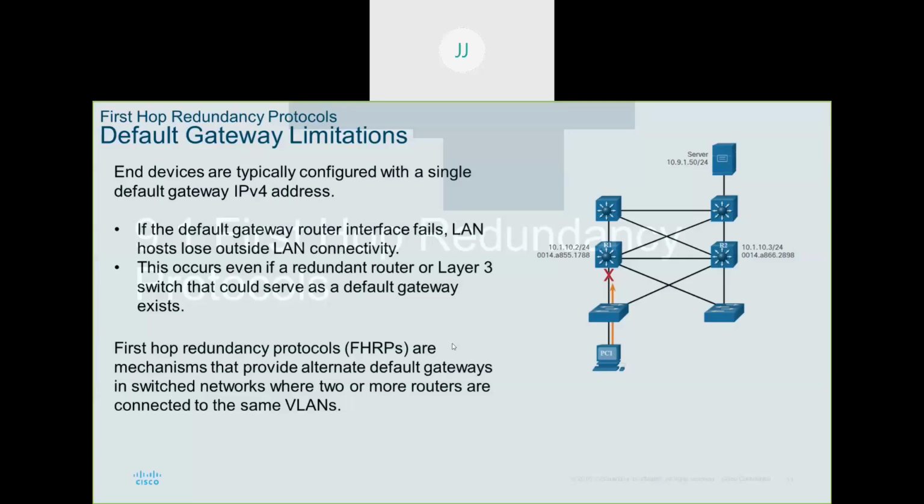So let's begin. End devices are typically configured with a single default gateway. If a default gateway router fails, then the LAN loses connectivity to any outside networks. First hop redundancy protocols provide a way to have an alternate default gateway configured on a network. This provides a redundant backup should the default gateway link go down. First hop redundancy is defined as the ability of a network to dynamically recover from the failure of a device acting as a default gateway.